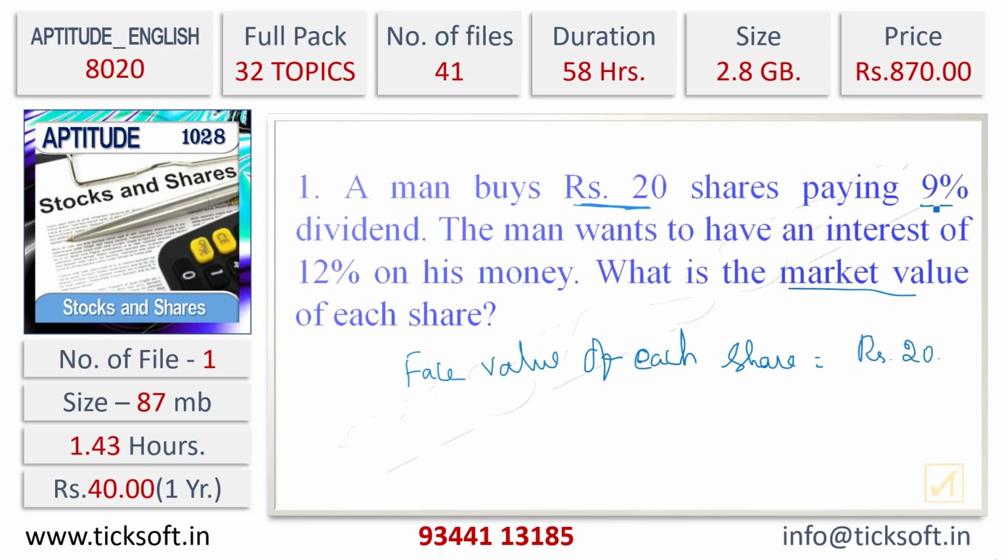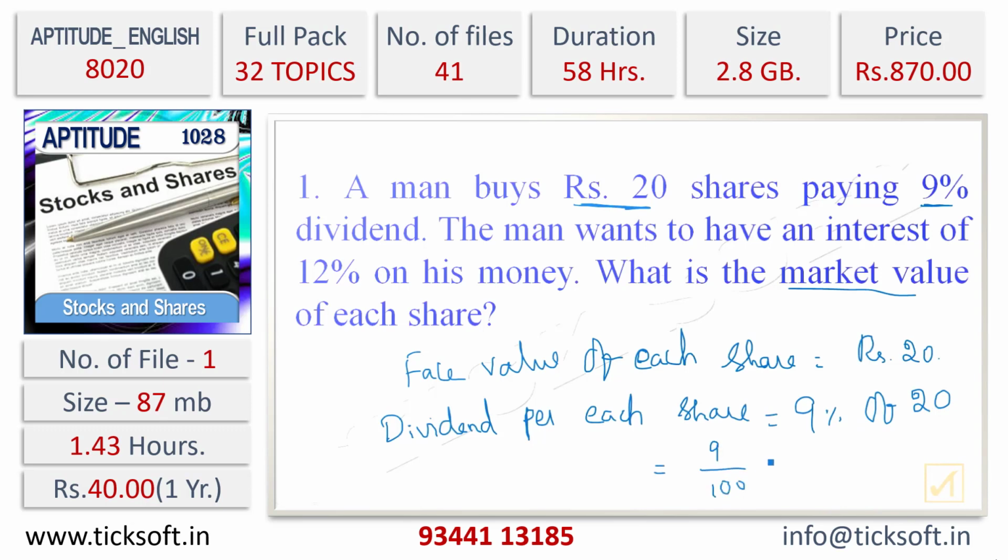It is given that each share pays 9% dividend. So therefore the dividend per each share is equal to, so here the dividend is nothing but a certain percentage of face value. So here the percentage is 9%. So this will be equal to 9% of rupees 20. So this is equal to 9 by 100 into 20. Now if we cancel these two values, we get 1 by 5, and 9 divided by 5 is the dividend per each share.